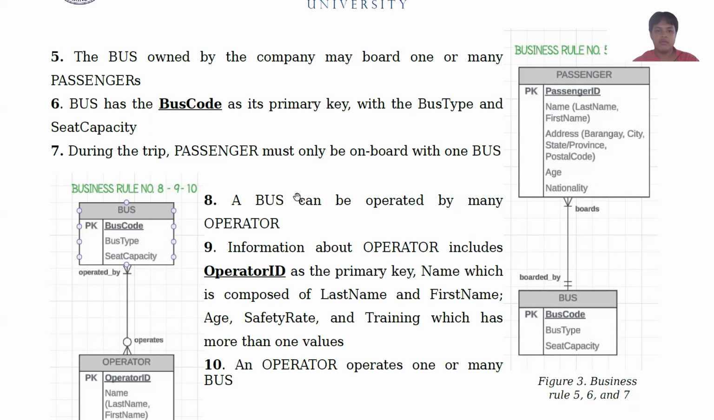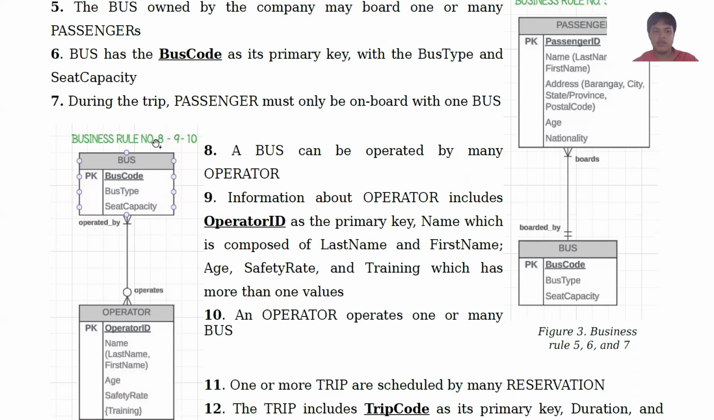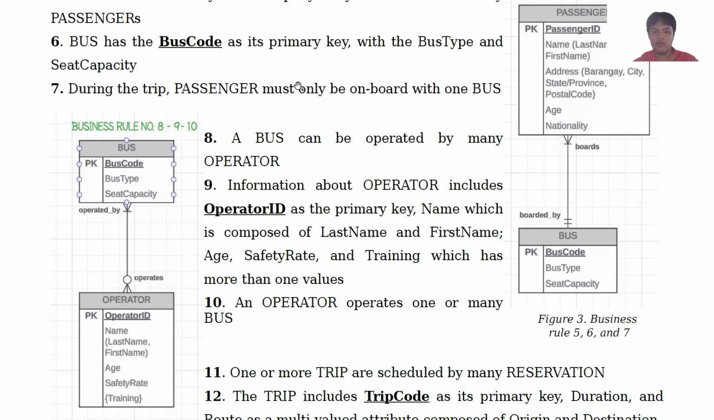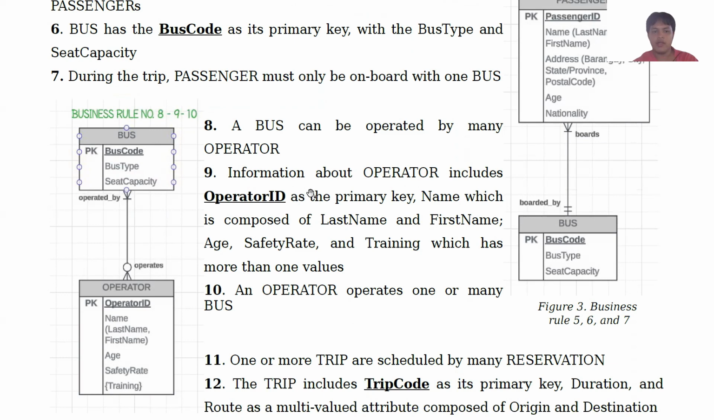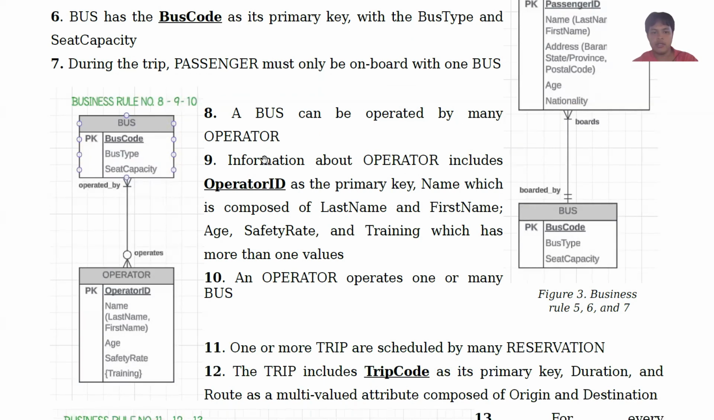Number 5, the bus owned by the company may board one or many passengers. Number 6, bus has the bus code as its primary key with the bus type and seat capacity. Number 7, during the trip, a passenger must only be on board with the bus. And number 8, a bus can be operated by many operators.